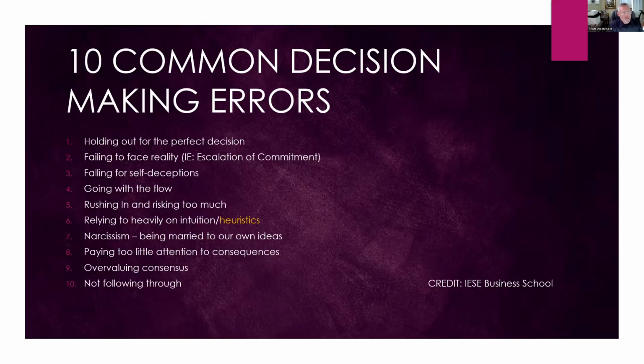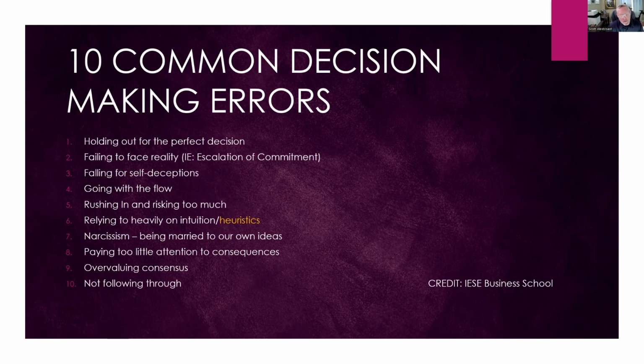These are some of the reasons that people make errors in the decision-making process. Holding out for the perfect decision, that's also sometimes referred to as analysis paralysis, failing to face reality, such as sunk costs, fear of embarrassment, fear of failure, going with the flow, being impulsive and rushing in, relying too much on intuition, which is important many times, but sometimes it can work against you.